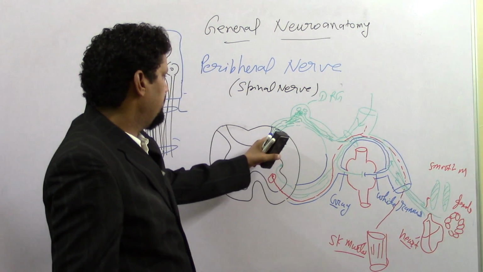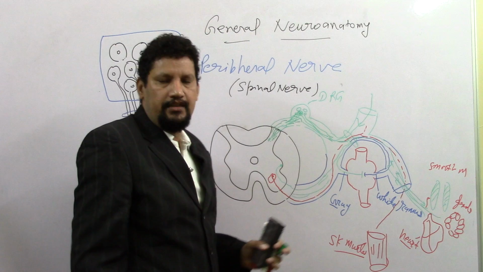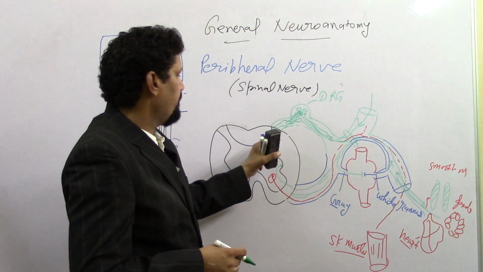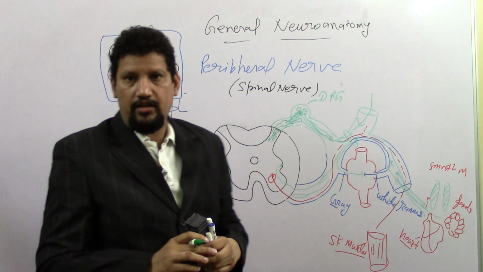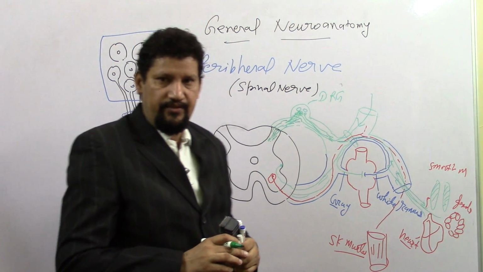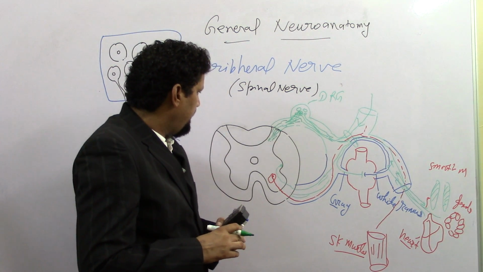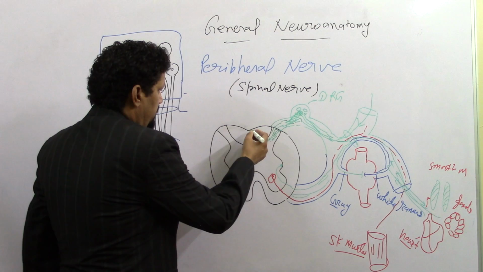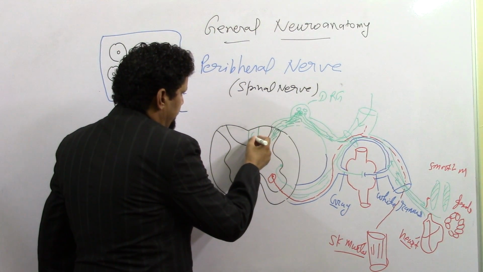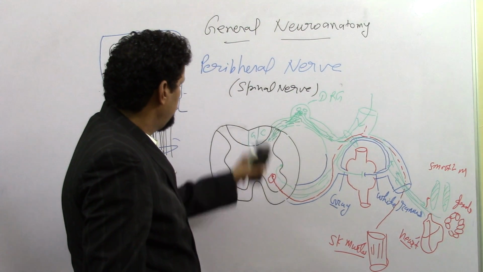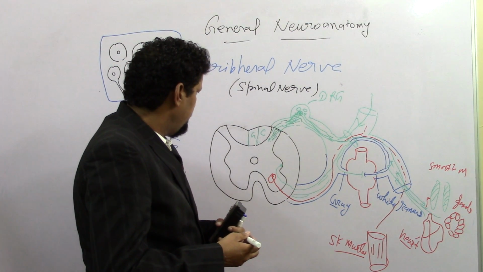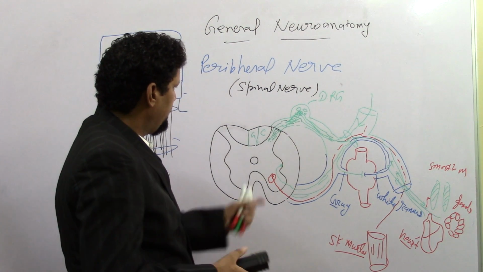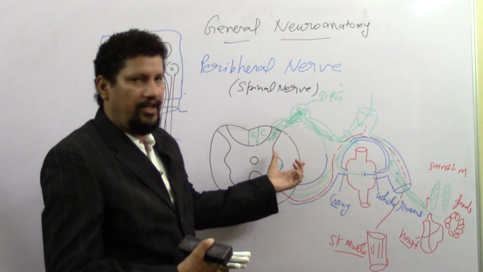First order neurons are in the dorsal root ganglion and second order neurons are in the dorsal horn of the spinal cord, but some fibers have their second order neuron in the brainstem, that is the medulla. The nucleus gracilis and nucleus cuneatus have second order neurons in the medulla, that is the brainstem. So this is a typical spinal nerve having four types of fibers.